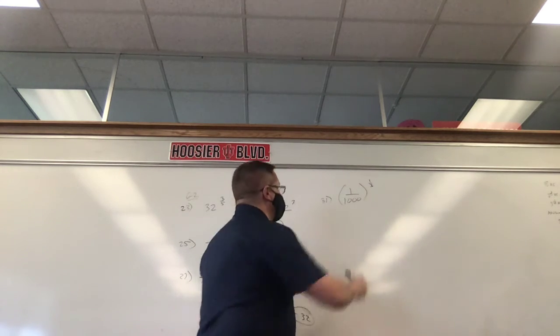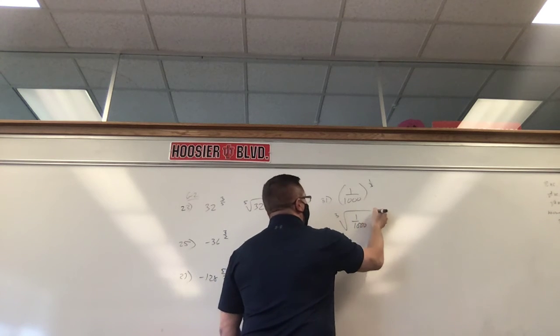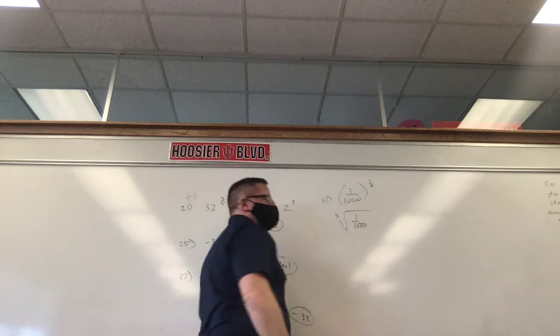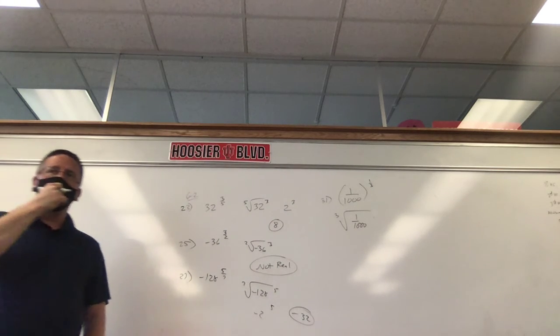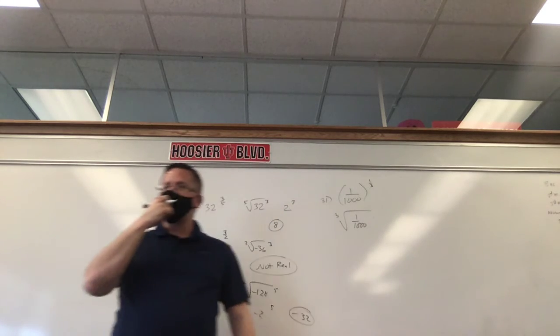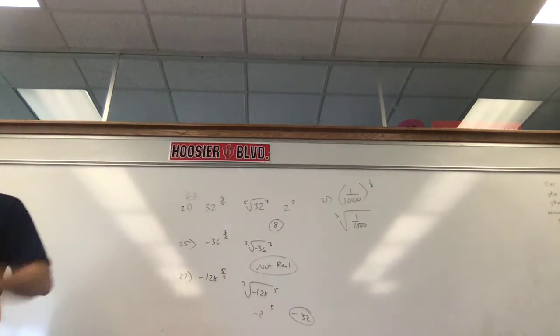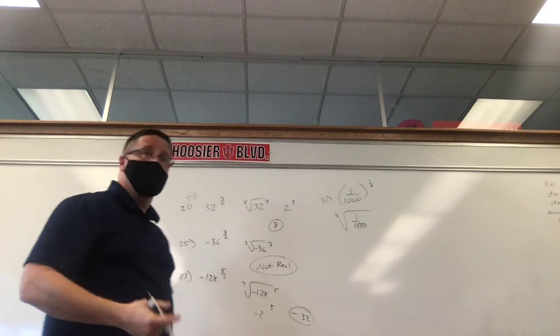Yikes. 3. That's the last thing I wrote. So, cube root of 1 over 1,000 to the 1st. Now, you don't need that 1 there. Now, I'm thinking, I can't do this. This isn't that bad. Take them one at a time. What is the cube root of just 1? What do you times by itself 3 times to get 1? 1. Why? Because 1 times 1 times 1 is 1.